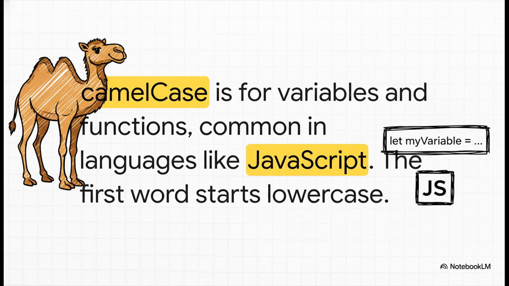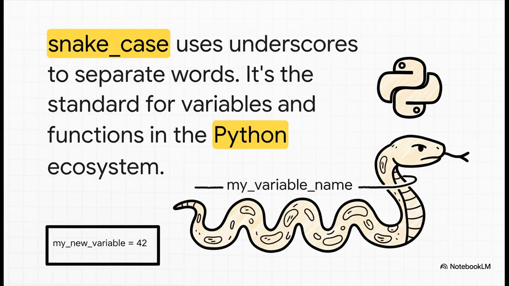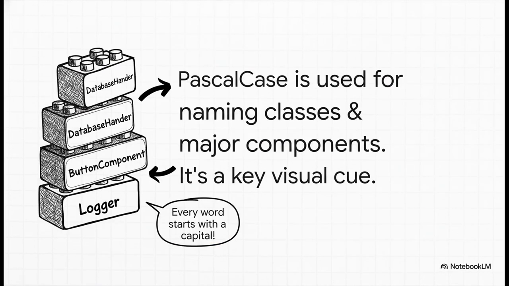First up, we've got the famous camel case. If you work in JavaScript, this is your world. It's used for variables and functions. The first word is lowercase, and then every word after that gets a capital letter. Kind of like the humps on a camel. Simple and super effective. Then you've got snake case. You can't miss it with those underscores connecting all the words. If you've ever touched Python, you know this is basically the law of the land over there for variables and functions.